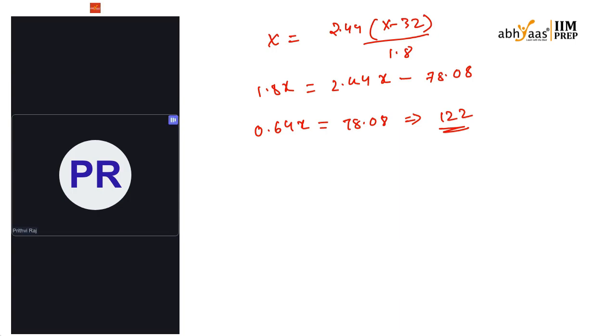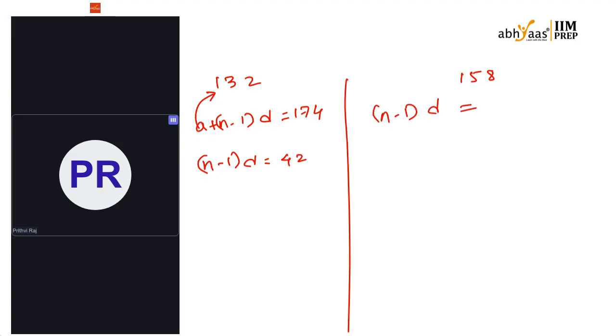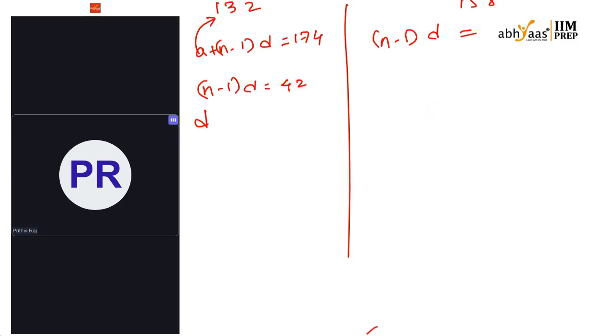Here they said the first term could be 132 or 158. So a plus n minus 1 into d is our general nth term. If it has to be 174, then if a is 132, n minus 1 into d has to be equal to 42, and in the other case n minus 1 into d has to be 174 minus 158, which is 16. Now I have to check d. D can take any value, but it has to be an even integer below 10, so those are 2, 4, 6 and 8. They never said 10 should be included.